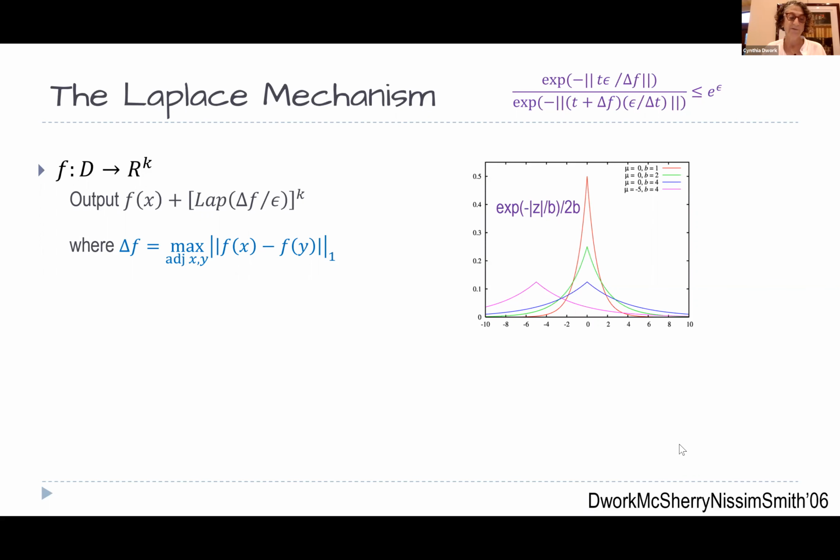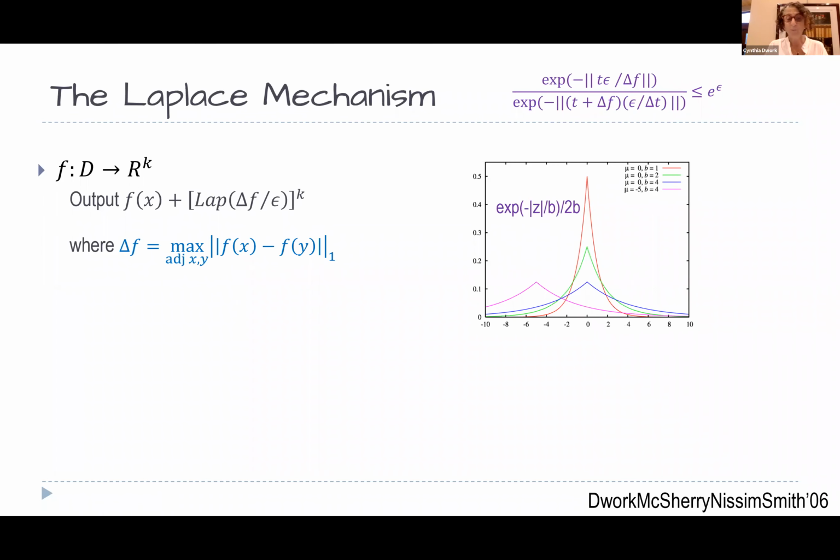The sensitivity of the function is a measure of how much the data of any one individual can change the value of the function. It's an upper bound on that. It is a property of the function, not of the database. So the sensitivity is defined here. It's the L1 norm, or if this were one-dimensional space, it would just be the absolute value. As you might expect, if you have a high sensitivity function, you're going to need to add more noise to hide the presence or absence of one individual, and that's captured by having the sensitivity in the numerator.